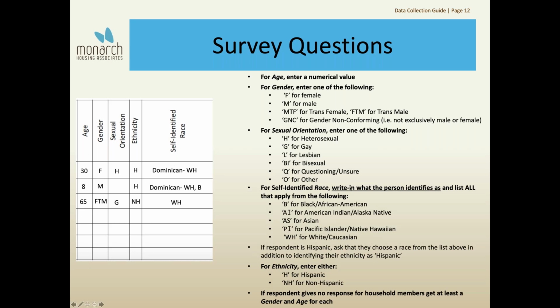If the respondent is Hispanic, ask that they choose a race from the list above in addition to identifying as Hispanic or Latino. For ethnicity, again, that's going to be Hispanic or non-Hispanic. If the respondent gives no response for household members, get at least the gender and age for each.